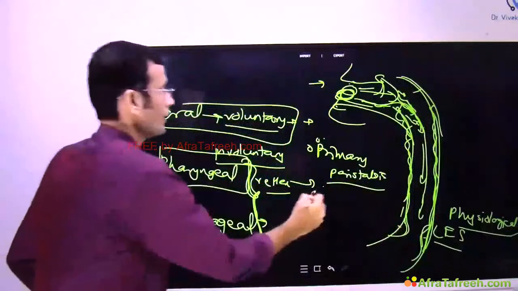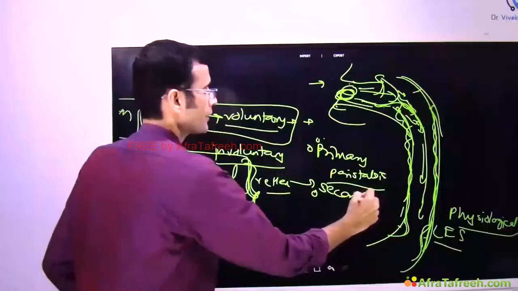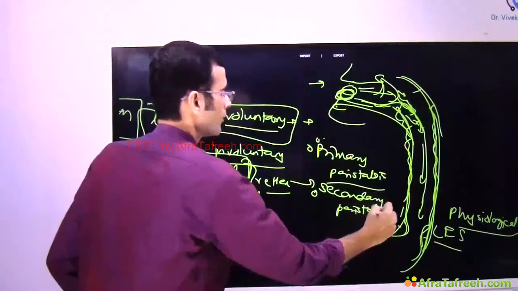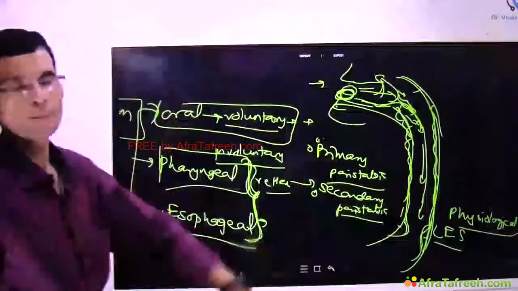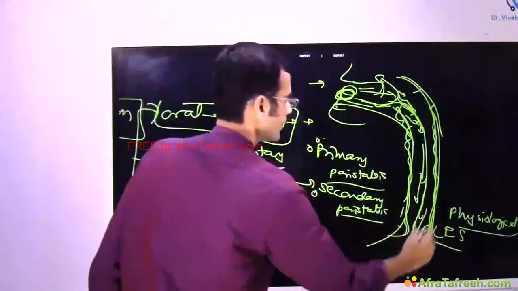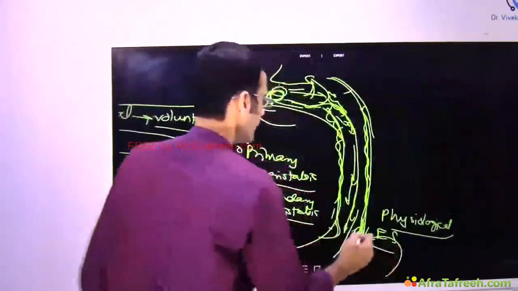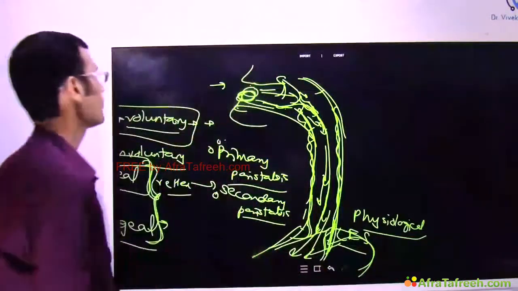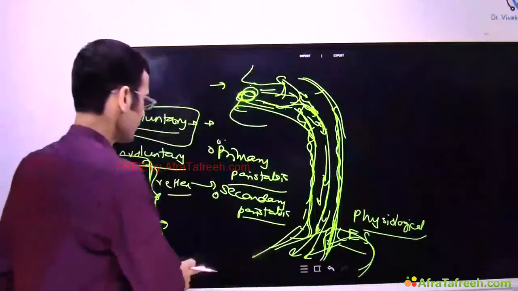and another wave called secondary peristalsis. If some particle could not be cleared, then one more wave of peristalsis will come down the esophagus, so that finally all the food will enter from the esophagus into the stomach. These are the stages of swallowing.